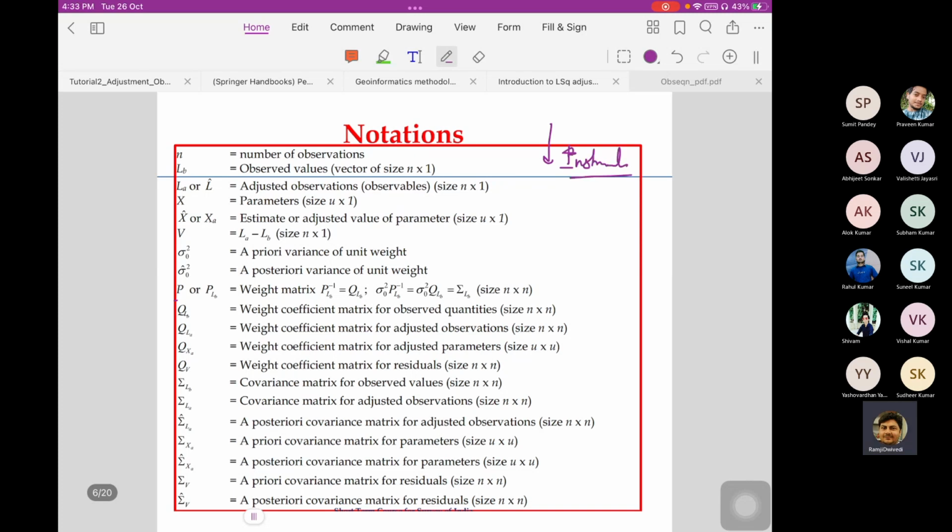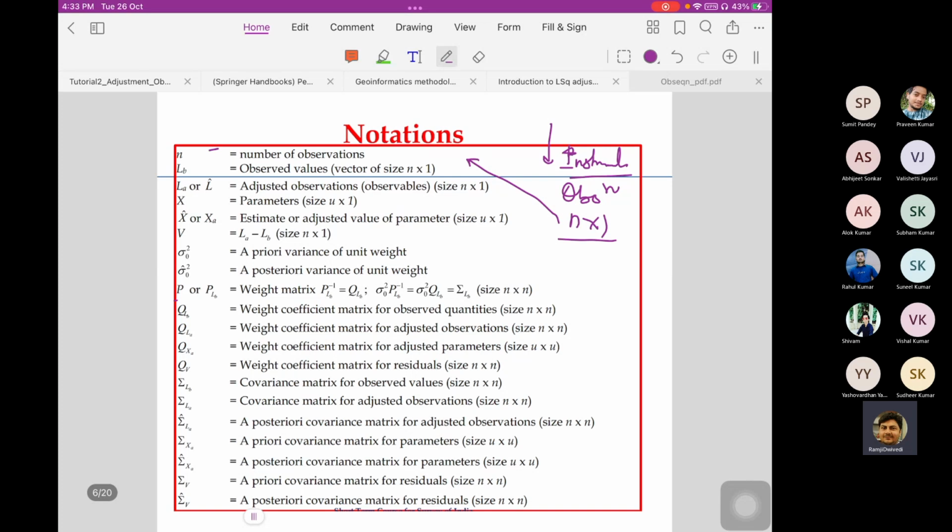In your field, you go with your instrumentation and collect observations. Observations are n cross 1. That is the first thing. Your observations have dimension n cross 1. These are the notations which I am explaining that will be used in coming slides. That's why I'm explaining it before.